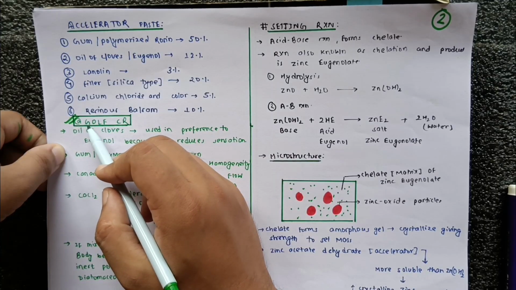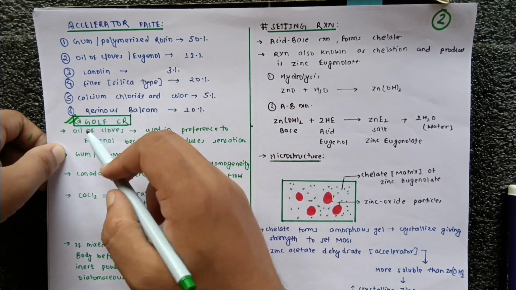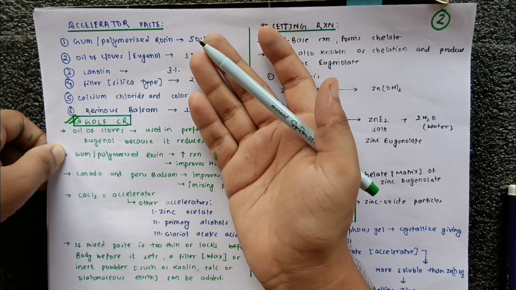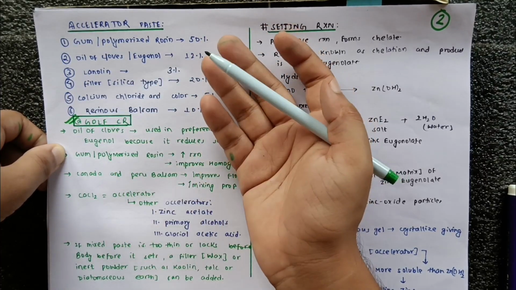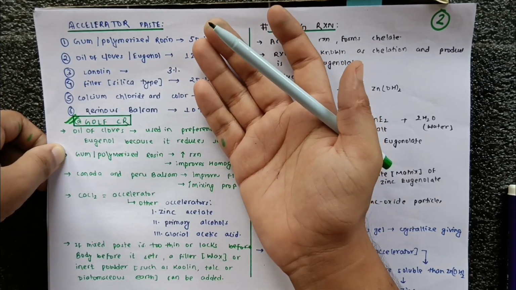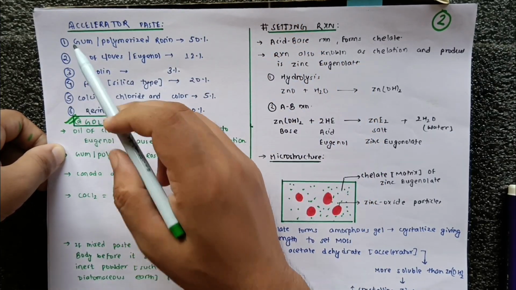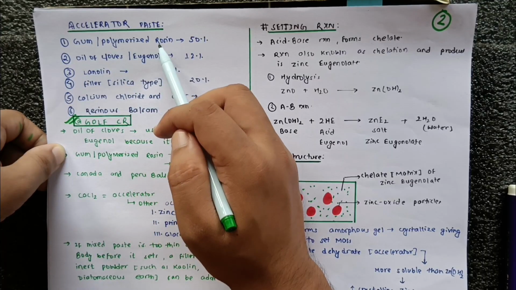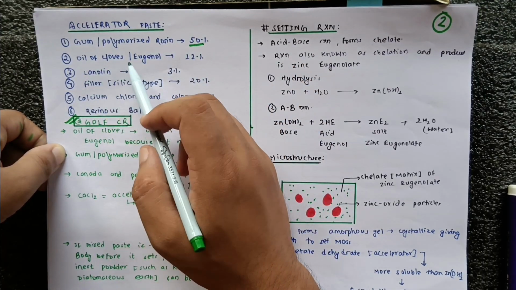The mnemonic I have prepared here is golf CR. CR means class representative and golf means a game, and golf is played by the CR. You can make anything up and remember it. So in golf CR, G means gum or the polymerized rosin, which is present at 50%, and another is the oil of cloves or the eugenol.